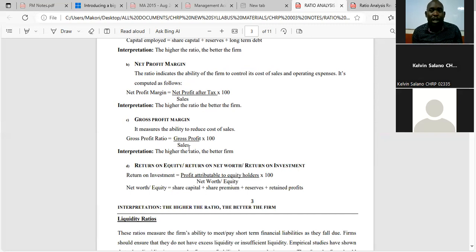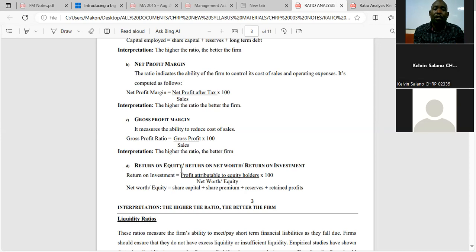Always remember, how do we get the gross profit? Gross profit is sales minus cost of sales, where cost of sales is opening stock plus purchases minus closing stock. So this one will require you now to remember what you said about the financial statements, both the income statement and the statement of financial position. The good thing, you'll be given these figures in the statement, so you just pick them.